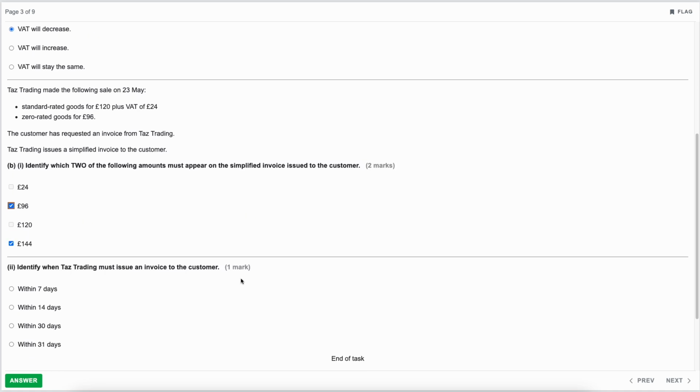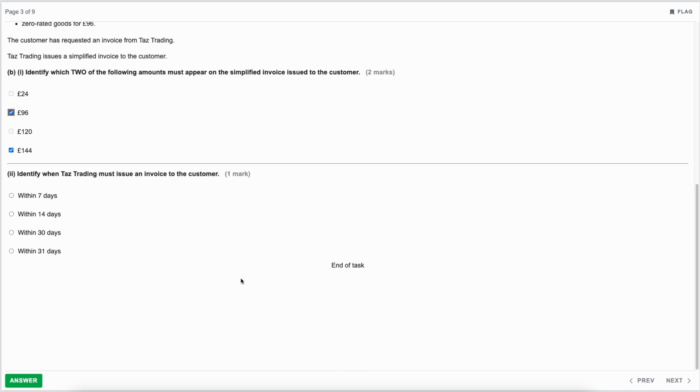Okay, moving down to part 2 then. Identify when TAS Trading must issue an invoice to the customer. So this is the same rule for simplified or not simplified. So this is the same rules for a simplified invoice or just a standard invoice. And the rules are set by HMRC that an invoice must be issued within 30 days.